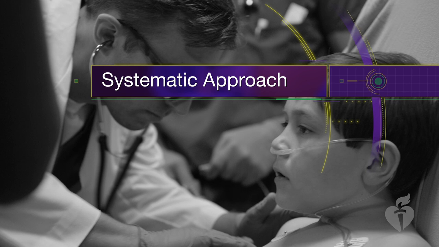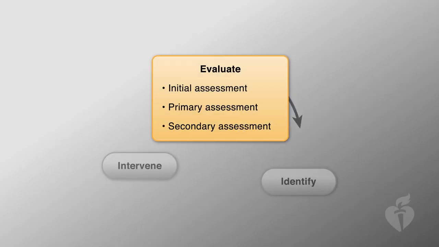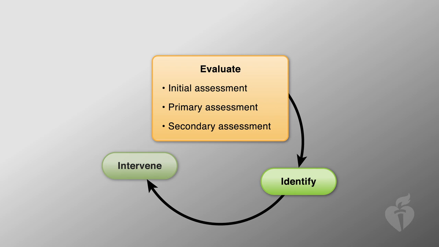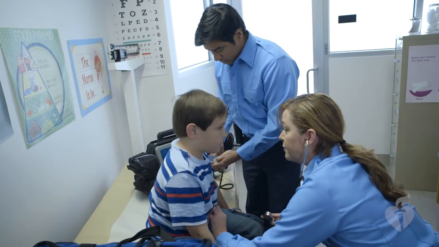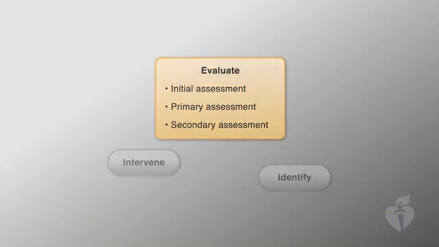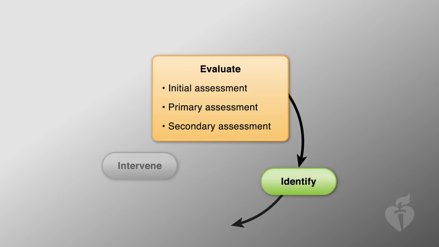Welcome to the Pediatric Systematic Assessment video. In this video, we will focus on evaluating your patient, identifying the presenting problem, and providing appropriate interventions. Once you've performed the interventions, you'll repeat the process by reevaluating the patient and identifying whether the problem has resolved or worsened. Then you'll apply additional interventions as appropriate. Because the child's condition can change rapidly, you'll need to repeat the Evaluate, Identify, Intervene sequence, or EII, frequently throughout the assessment process.